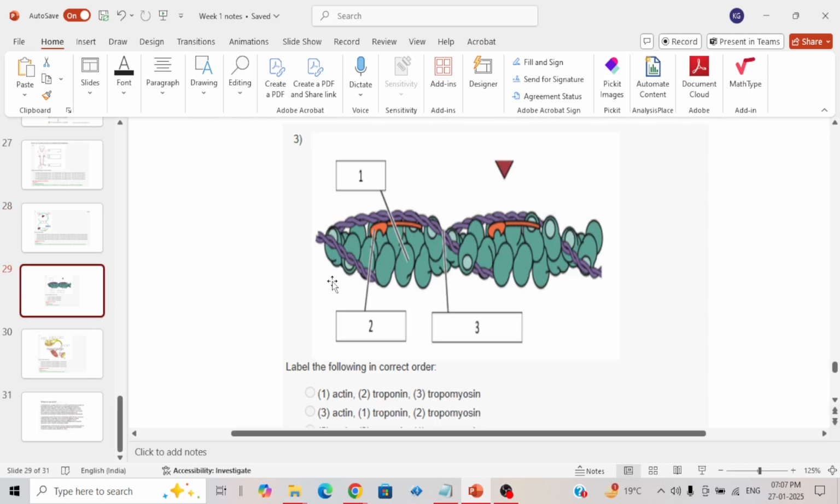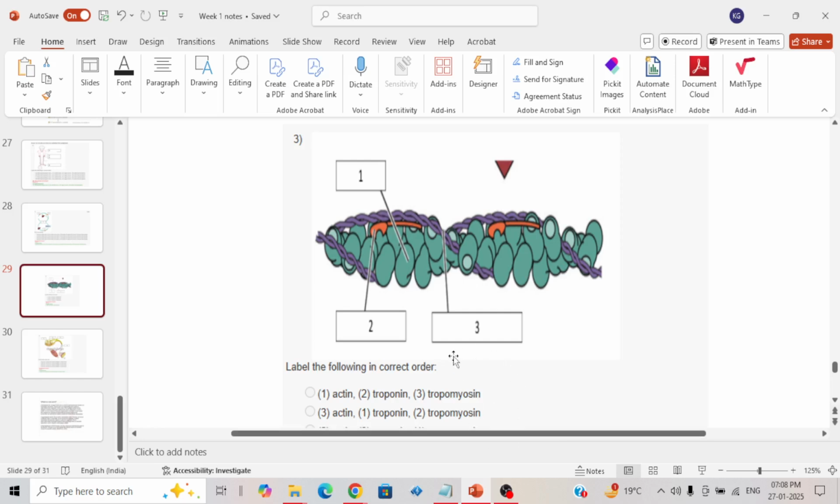The next question is this. What is the protein which is marked as 1? Anyone? Troponin, ma'am. No, it is actin. G actin, globular actin, which will polymerize to form F actin, fibrous or filamentous actin. So this is G actin, or actin we can say. What is the protein which is marked as 2? Troponin. Right.